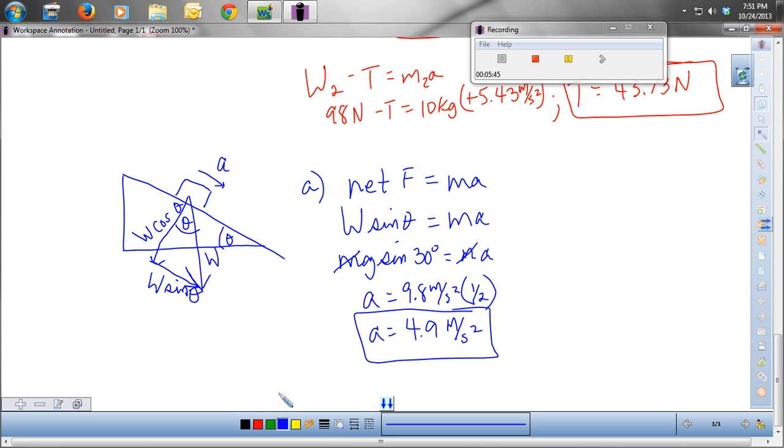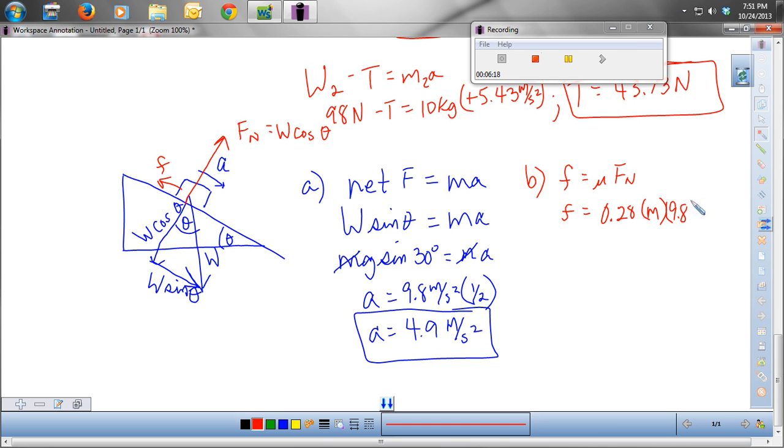Now I have some friction, so it's going to look very much like the same free body diagram. I didn't draw my normal force, and I'm going to need it for the friction, but I have friction in this direction. So let's go ahead and figure out our friction. Our friction is mu times the normal force. Mu was given to us as 0.28. Our normal force is equal to W cosine theta. W is just mg. And our cosine of 30 is 0.866.